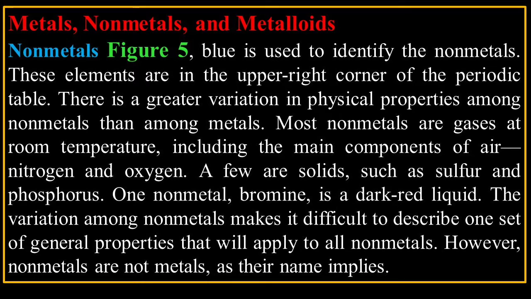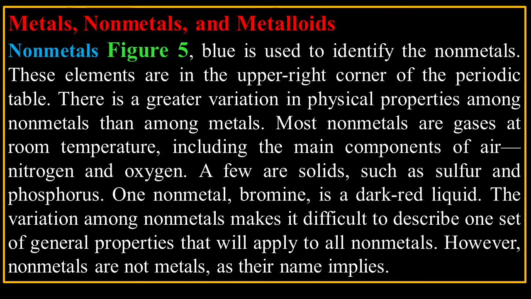Nonmetals. Figure 5, blue, is used to identify the nonmetals. These elements are in the upper right corner of the periodic table. There is a greater variation in physical properties among nonmetals than among metals. Most nonmetals are gases at room temperature, including the main components of air, nitrogen and oxygen. A few other solids, such as sulfur and phosphorus. One nonmetal, bromine, is a dark red liquid. The variation among nonmetals makes it difficult to describe one set of general properties that will apply to all nonmetals.